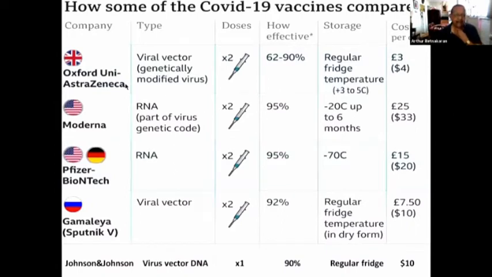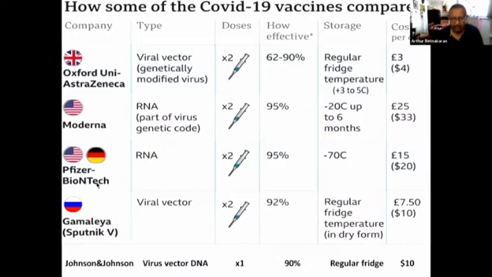Now, there are several vaccines that are right now being utilized. The Oxford AstraZeneca vaccine uses the viral vector, the chimpanzee vector, and you need 2 doses. It is 62 to 90% effective, and you can put it in a regular fridge, plus 3 to 5 degrees centigrade. The Moderna vaccine is a part of the virus.